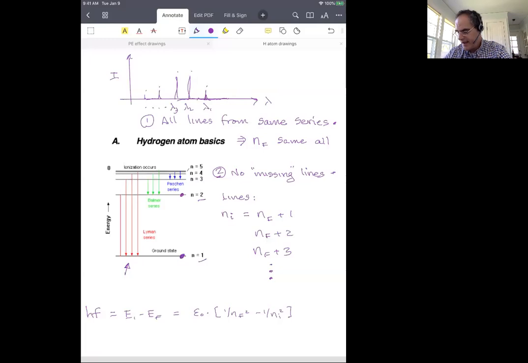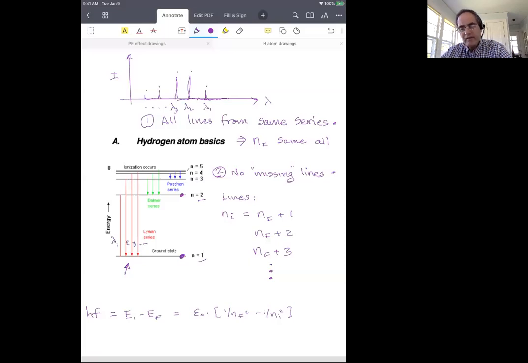In other words, let's say again that the final state were 1, that this would be line number 1, 2, 3, and so on. Okay? It's helpful if they're in the right order anyway. How can we do that? How can we make sure we have the order right? Well, just notice in this drawing for each series, the line that's furthest to the left is at the lowest energy. That means it should be at the longest wavelength.